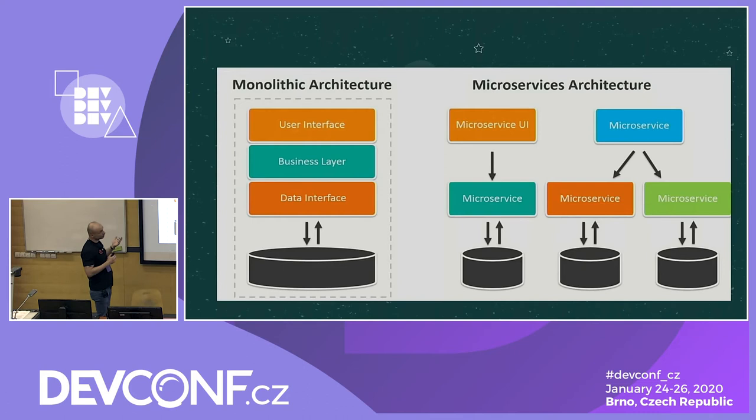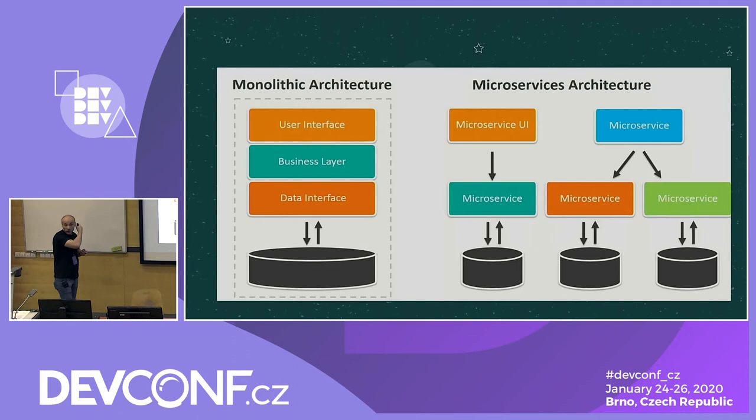Microservice architecture is a set of microservices that are distributed and each have their own database, and the only communication is between microservices, and microservices could be geographically distributed. There are a lot of definitions around about what a microservice is.